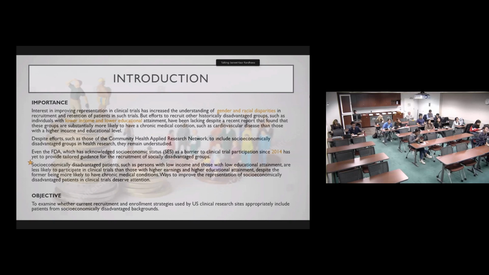clinical research. Even the FDA, which acknowledged socioeconomic status as a barrier in clinical research in 2014, has not provided any guidance on this yet. So first of all, what is a socioeconomically disadvantaged group? These are people who have low income and low educational attainment. And it has been seen that they are less likely to participate in clinical research despite the fact that they have more chronic medical conditions as compared to people who have high income and high educational attainment.